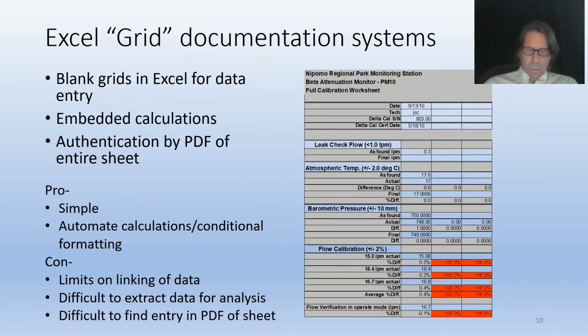So one of the most simple electronic document systems is what I call a grid documentation system. And I've got an example here from some time ago of a BAM full calibration. And in this grid system, there are columns with embedded calculations for all of your data entries. And as you fill out each column, you just scroll to find a new column that's vacant, and you enter your new entry in that column.